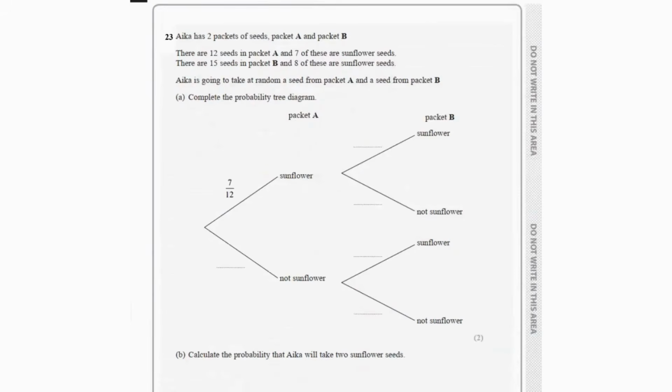Then probability tree diagram. This also has a very high chance of coming. So ICA has 2 packets of seeds, packet A and packet B. There are 12 seeds in packet A and 7 of these are sunflower seeds. There are 15 seeds in packet B and 8 of these are sunflower seeds. ICA is going to take at random a seed from packet A and a seed from packet B. Complete the probability tree diagram.